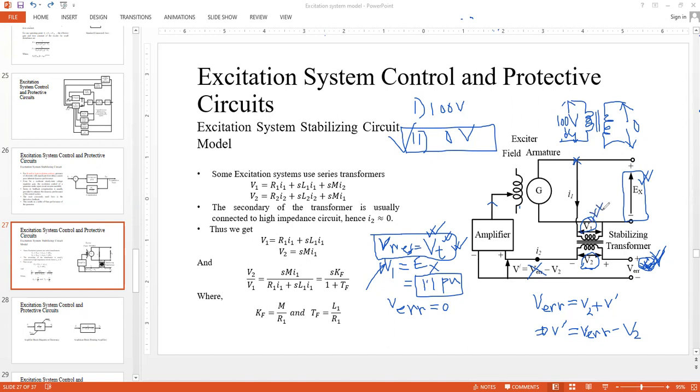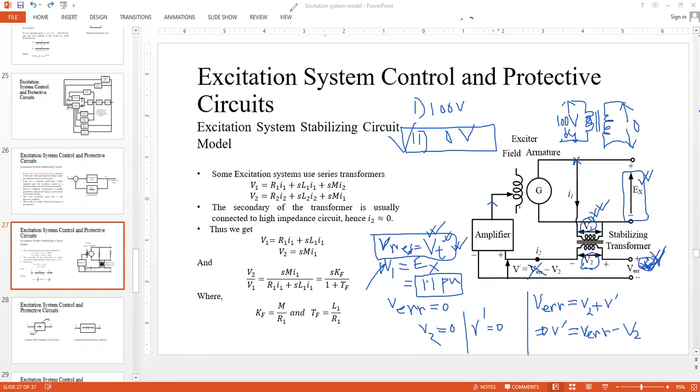This is the most important term: there is no change in V1. So it's a DC voltage and there is no change with respect to time. And because of that, V2 is also 0. So V prime is also 0. So the amplifier doesn't actually do anything because its input is 0. It doesn't amplify anything. So that means if EX was 1.1 per unit, it will remain at 1.1 per unit.